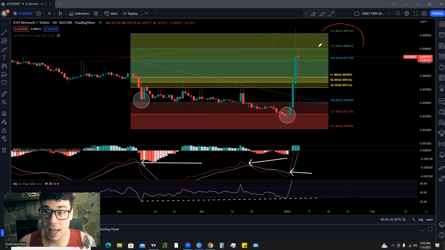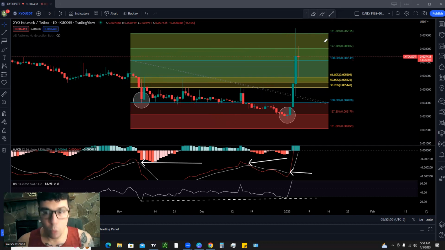We actually specifically had these price targets to the upside. We had a breakout level of 0.007. We came up and hit our 0.008 right here. And then we also came up and hit our 0.009155 level.